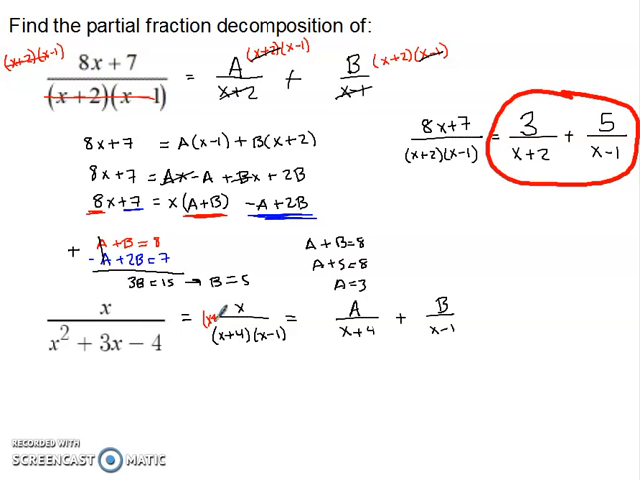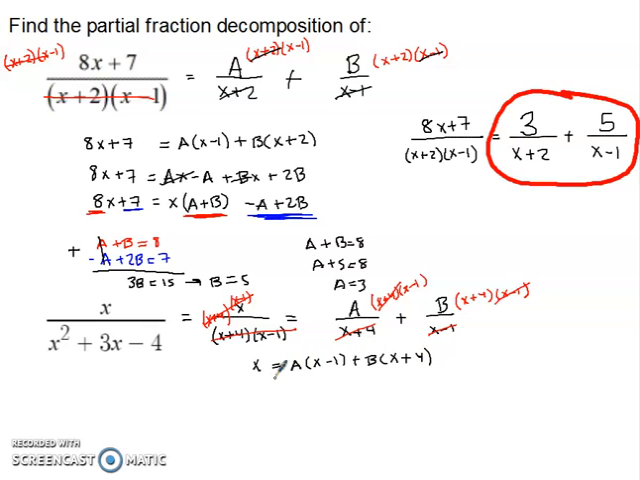Multiplying by x plus 4 times x minus 1, the denominator will reduce completely. Here I multiply by x plus 4, x minus 1, and I will watch as the x plus 4 reduces. And my third fraction, x plus 4, x minus 1, the x minus 1 will reduce, leaving me with, on the left, x equals, on the right, a times x minus 1 plus b times x plus 4.